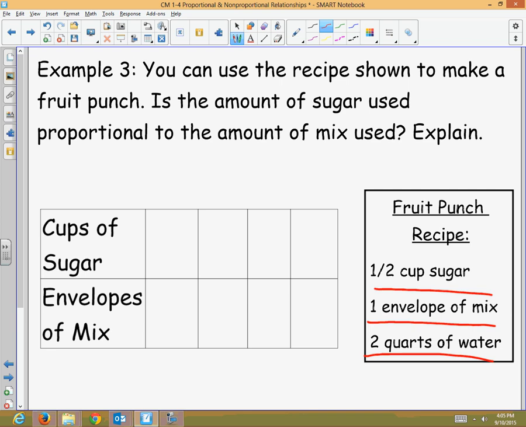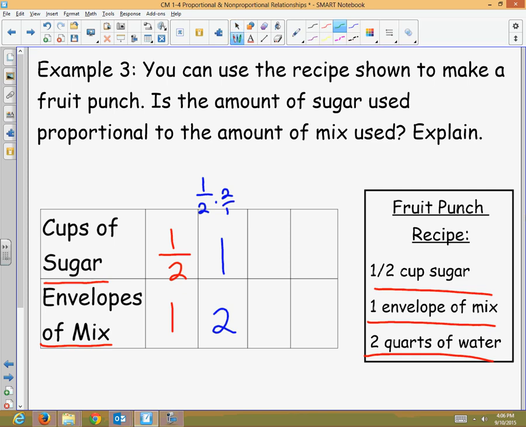Now for this, we're not really concerned about the quarts of water because it's just asking for the sugar compared to the mix. So half a cup of sugar requires 1 envelope of mix. But what if we doubled it? What if I have 2 envelopes of mix? How much sugar would I need? Well, we'd have to double it. If you have 1/2 doubled, multiply it by 2, or 2 over 1, and you get 1 whole.